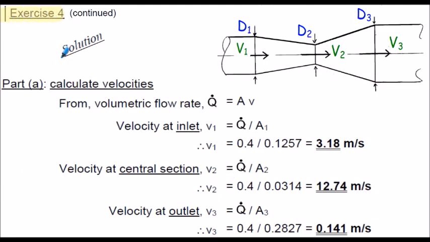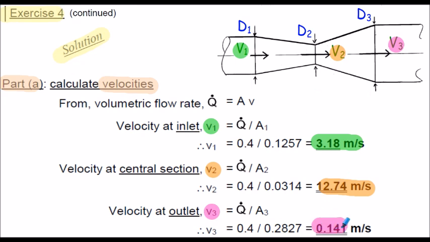Exercise 4, solution continued. So here's part A, we're calculating the velocities at each of the sections. Velocity at inlet, given here, velocity V2, calculated here, and velocity V3, calculated here. All calculated using the volumetric flow rate equation.